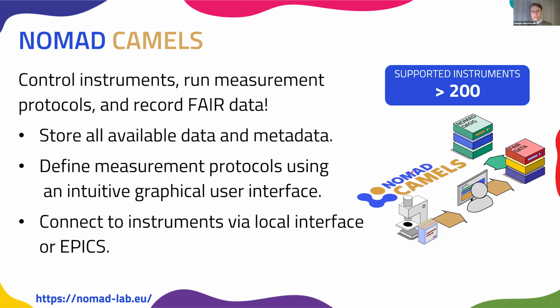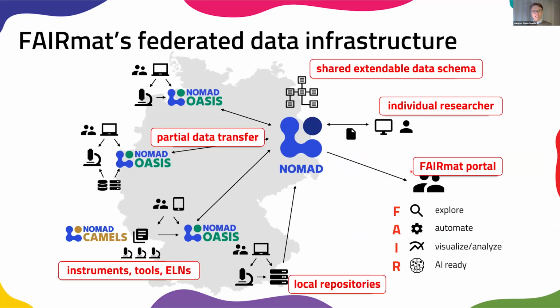And all of this together gives FAIRmat this federated data infrastructure where we have a central NOMAD hub, and then the different institutes, different universities and so on can apply this NOMAD Oasis, so they can have this NOMAD Oasis running locally, maybe with the NOMAD CAMELS measurement systems and so on, where they control their data acquisition, they store their data and so on, and then this can later on be transferred between the Oases, but also up to the central NOMAD installation.